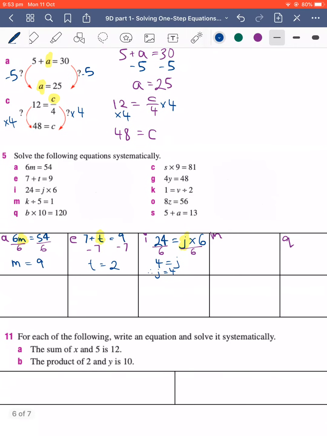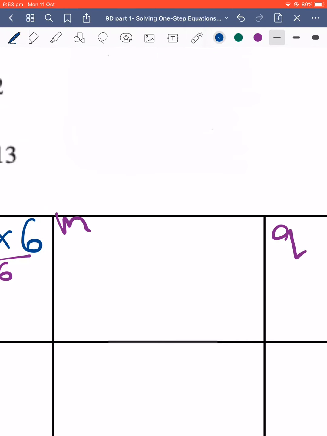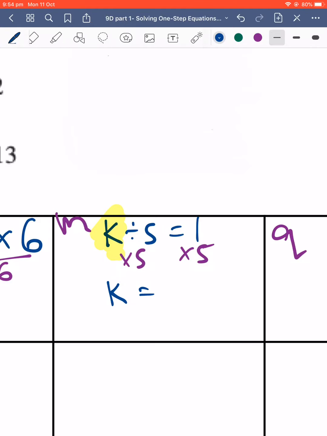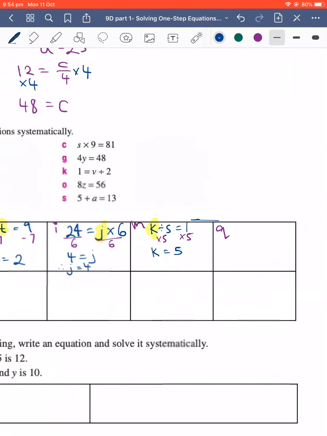Last two, we have k divided by 5 equals 1. So again, I want my pronumeral by itself. If I am dividing by 5, I need the reverse operation, the opposite operation, which means I am multiplying by 5, and I do that to both sides of the equation. So let's multiply by 5 to each side. So again, divide and times cancel each other out, and then I am left with k, and 1 times 5 does indeed equal 5.